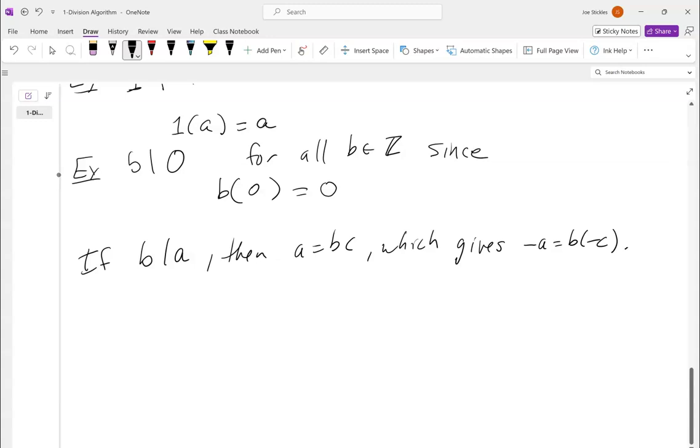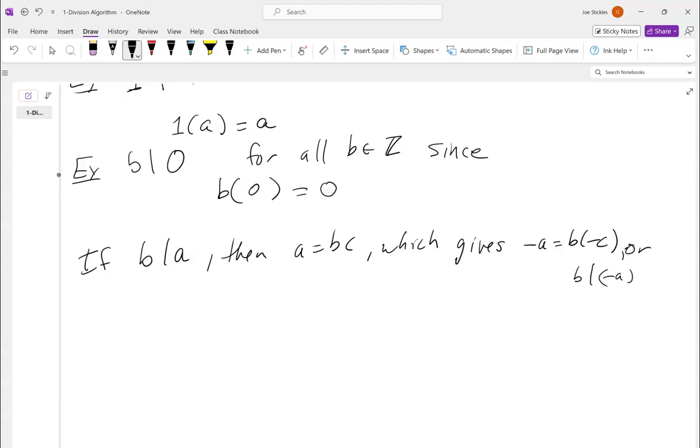If I think about doing the opposite of both sides, multiply both sides by -1. Notice that if I have B divides A, then I also get negative A is B times negative C, which tells me that B also divides negative A. So if B divides A, it divides its opposite, and vice versa. It would work the other way.